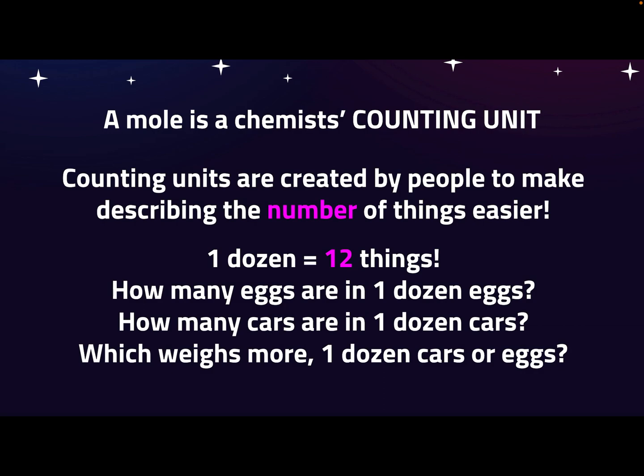All right, so hopefully you figured out if 1 dozen is 12 things, there are 12 eggs in 1 dozen. There are 12 cars in 1 dozen cars. And if you're comparing them, obviously a dozen cars weighs so much more than a dozen eggs. A dozen eggs you can hold in your hand. You can't even hold 1 car in your hand. So why would I bring this up? Why would I actually care about this?